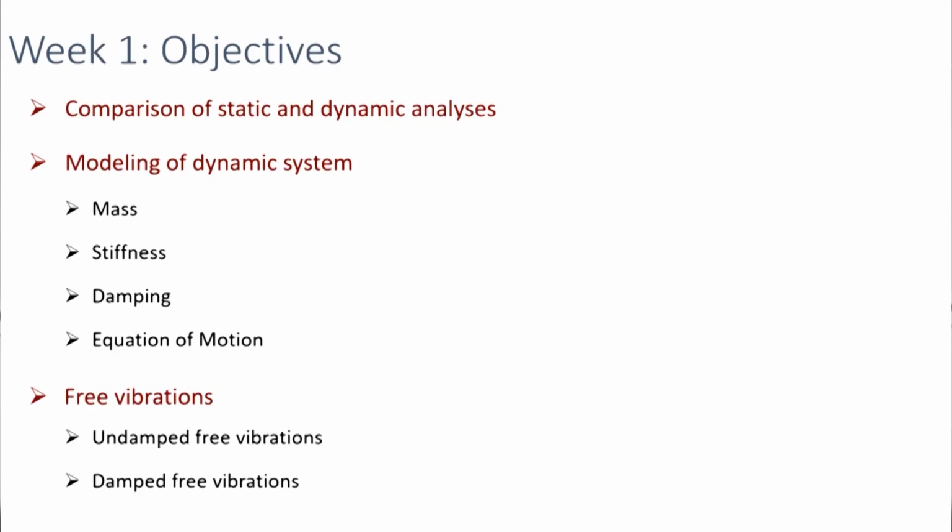These are the objectives for our first week. First, we will discuss the differences between static and dynamic analysis. Then we will learn how to model a dynamic system. We will discuss various elements in a dynamic system: mass, stiffness and damping. After that, we will formulate the equation of motion. Then we will discuss free vibrations. In this, we will talk about undamped and damped free vibrations.